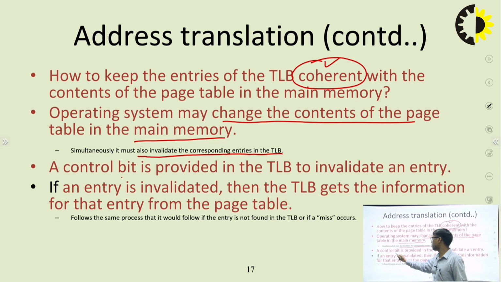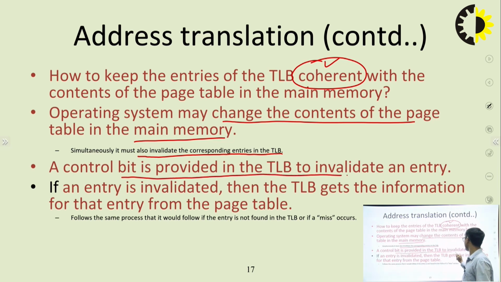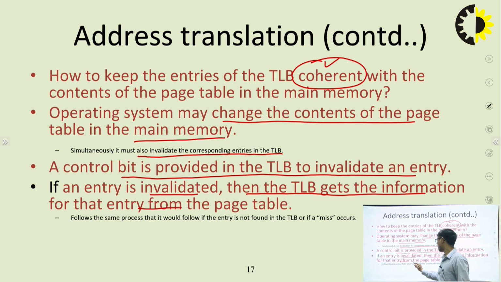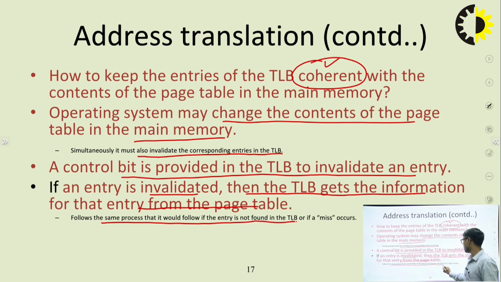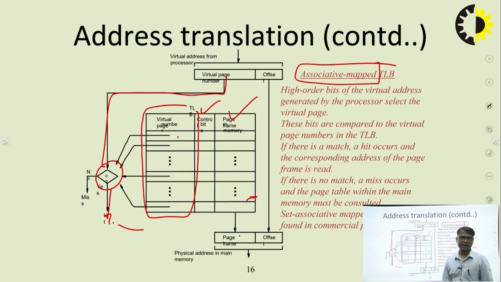So a control bit is provided in the TLB to invalidate an entry. Okay, if an entry is invalidated, then the TLB gets the information for that entry from the page table. So it follows the same process as when the entry is not found, and a miss occurs. Here you can see that if the entry is not available, it will generate a miss.